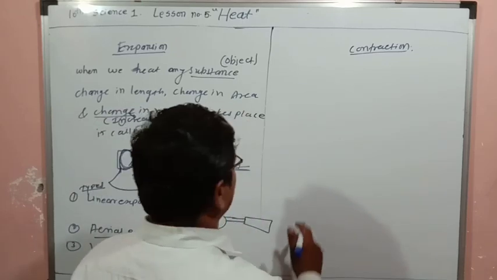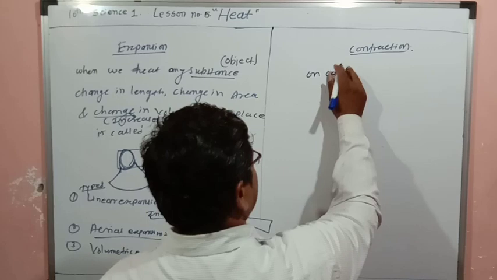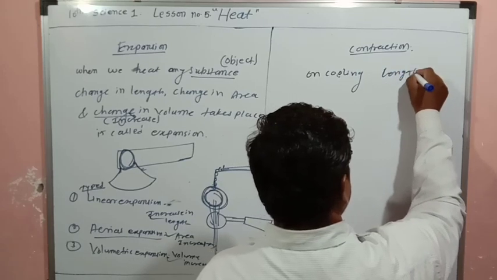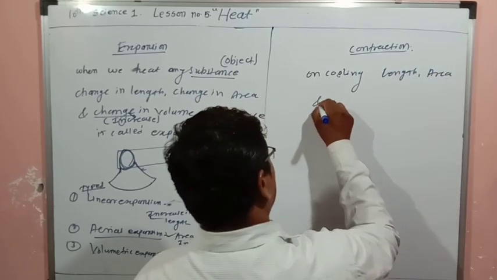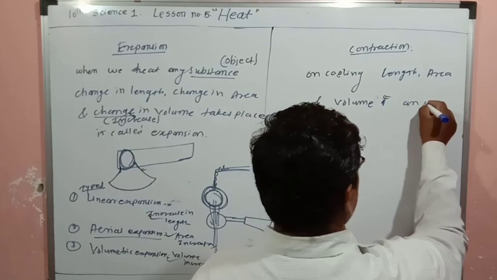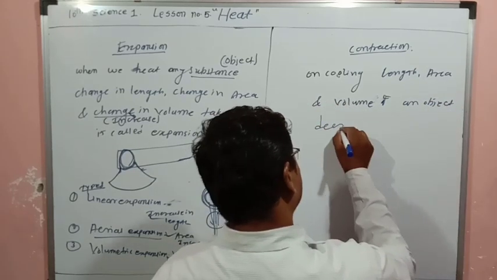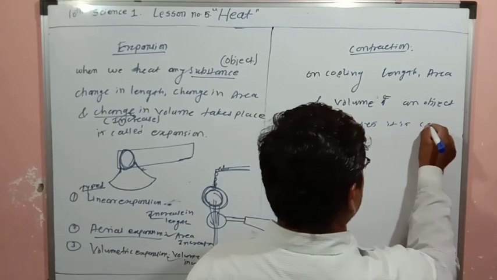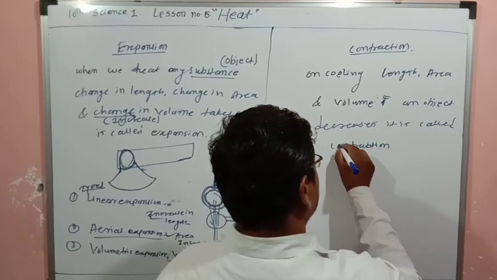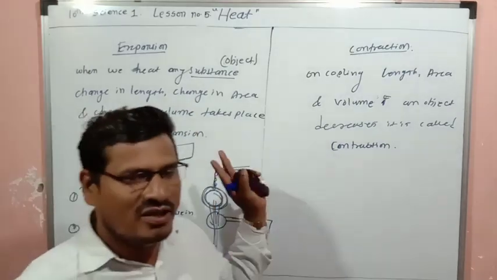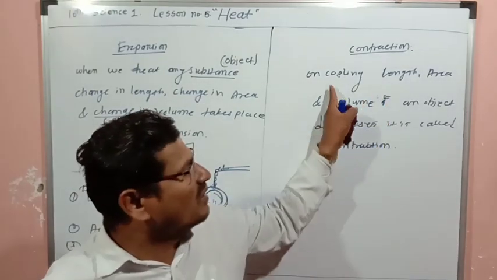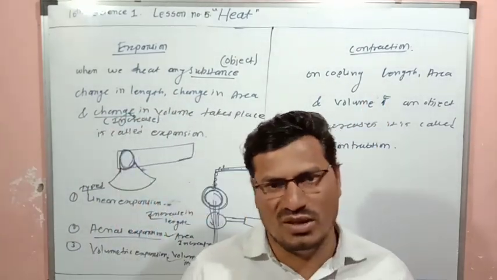And opposite to expansion, on cooling, length, area, and volume of an object decreases. It is called contraction. So increasing length, area, volume on heating is expansion, and decreasing length, area, volume on cooling, it is called as a contraction. So expansion, contraction, you understood.